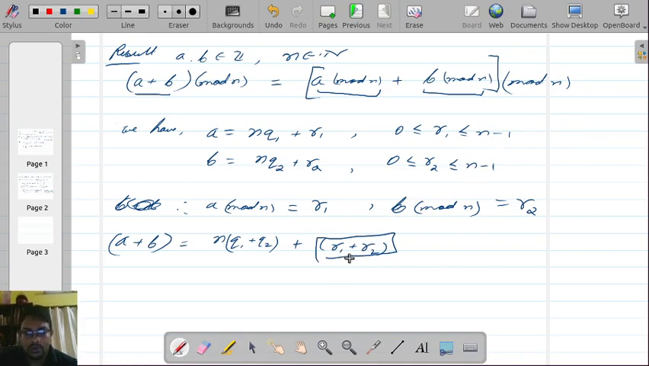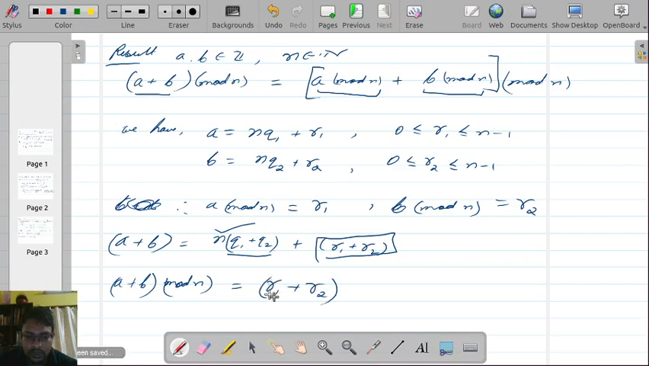So what we can do is divide this r1 plus r2 by n again and see what the remainder is. So a plus b mod n is not r1 plus r2 directly, because r1 plus r2 has to be reduced first. This part will go because it's n into some number, the quotient part, and this part will remain. So a plus b mod n is equal to the remainder when r1 plus r2 is divided by n.